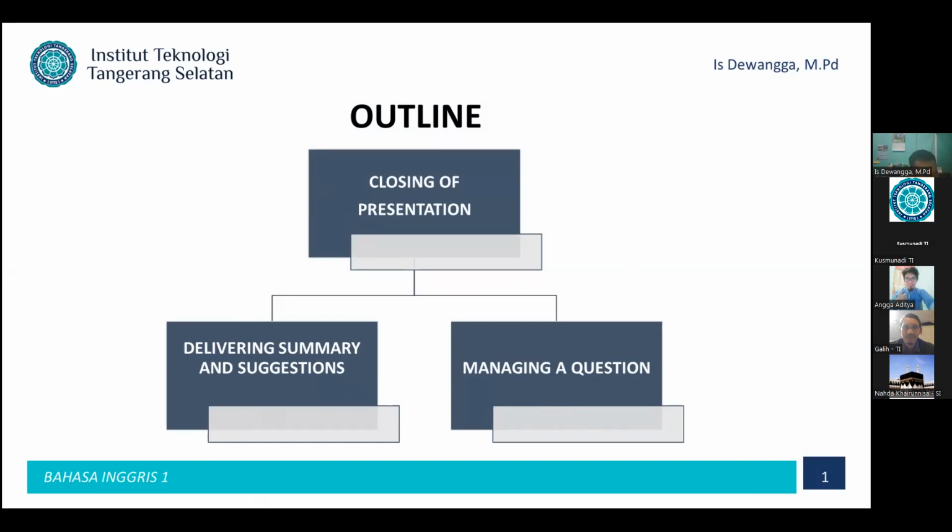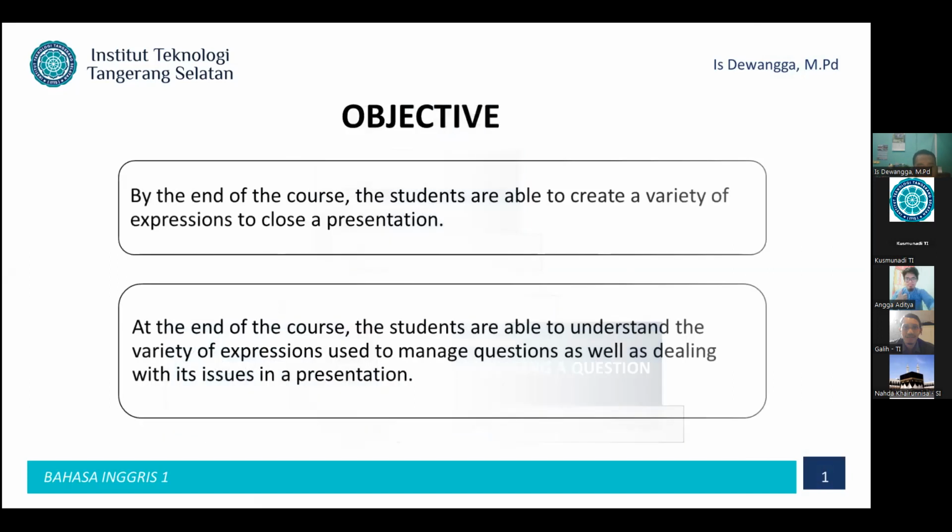Okay. So next one, this is the objective. We have two objectives here. At the end of this course, you're gonna be able to create a variety of expressions to close your presentation itself. And also at the end of the course, it's hoped you are able to understand the variety of expressions used to manage the question as well as dealing with the issues in presentations, how to deal with difficult questions and other ones.